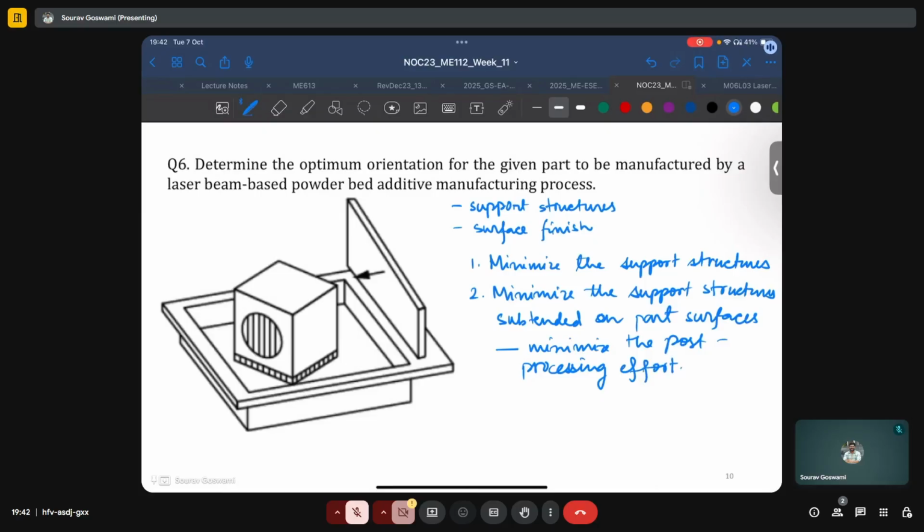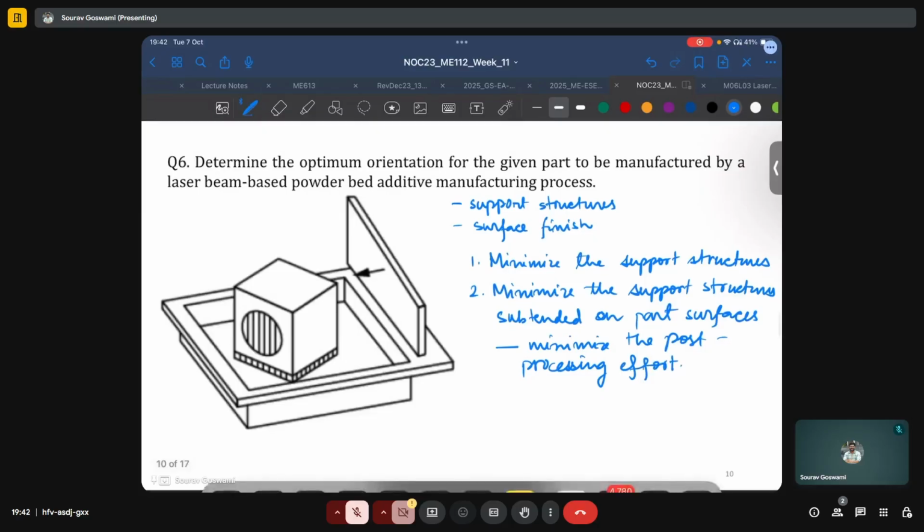And here, one very easy or direct way to do that is to just tilt it by 90 degrees so that this through hole comes on top. And since it's a through hole, now we have totally gotten rid of support structures, not only inside the circular hole, but also at the bottom where previously the entire bottom face needed to have support structures, but now we have also gotten rid of the support structures over this whole region.